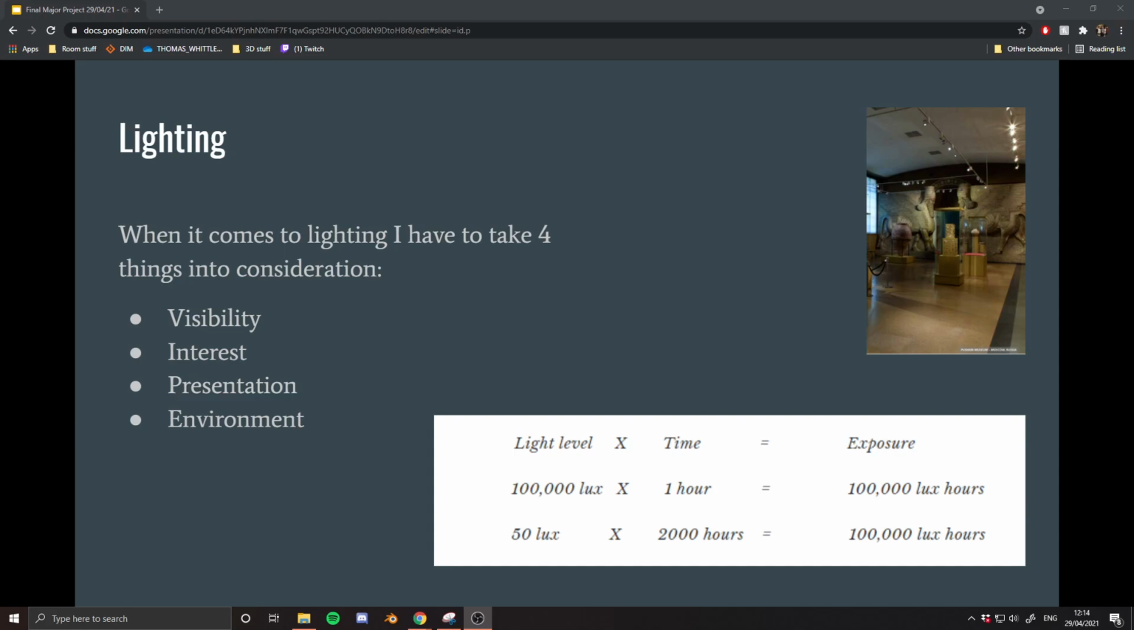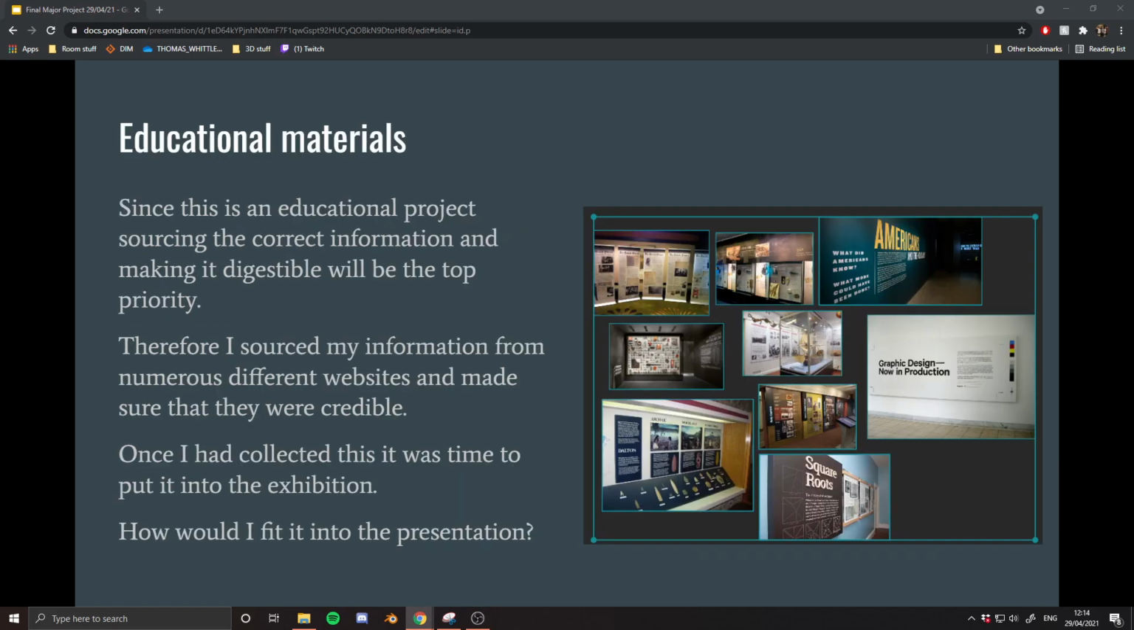So, educational material. Since this is an educational project, sourcing the correct information and making it digestible is my top priority. Therefore, I sourced my information from numerous different websites and made sure that it was all credible. It was generally the British Museum, and there is a Google-run website for arts and culture that is all about different museums, different models, and their input on history.